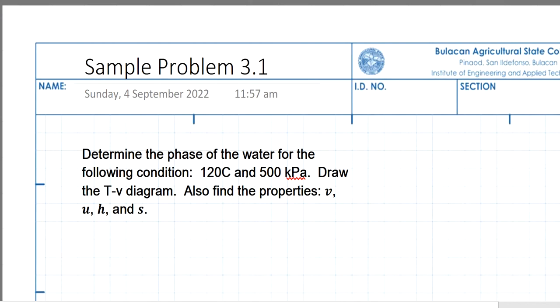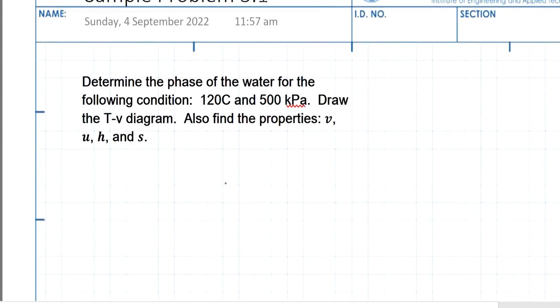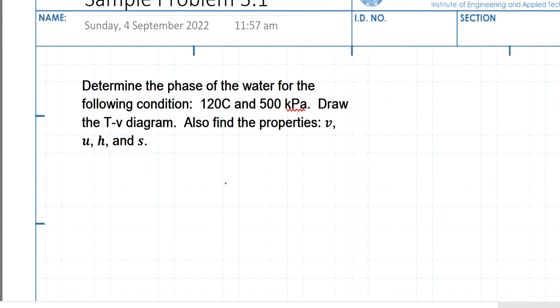Okay, so we don't know yet. At this point, we don't know if it is in the compressed liquid region, the saturated mixture region, or the superheated vapor region. So we are going to check first the table. Since we have the temperature and pressure, we can actually use either one. So we'll use table B.1.1 to check.